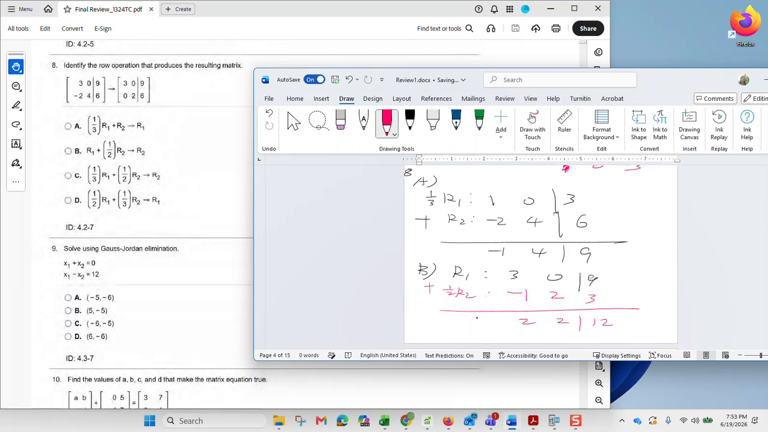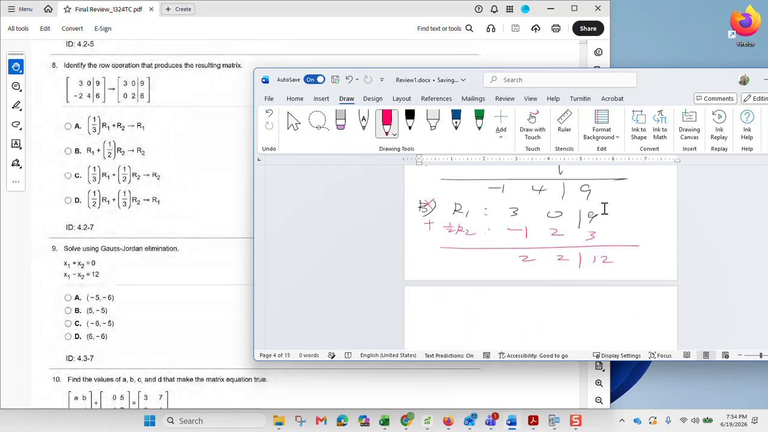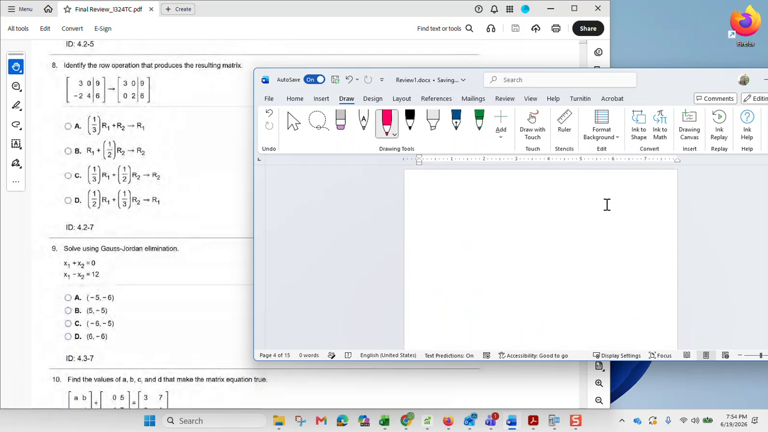So this one is supposed to replace row 2. So B is the incorrect one. A is the incorrect one. So my good chance might be C. If C is incorrect, we can check D. All right. So let's check C here.